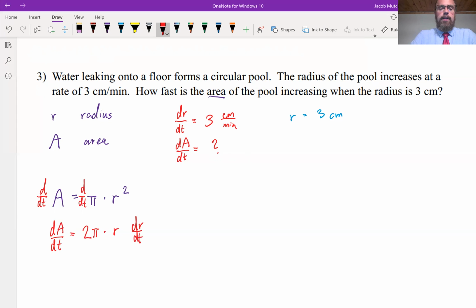Once I've got that equation differentiated, I want to make my substitution. I see again that the rate that I'm trying to solve for is dA/dt, and this equation is solved for that rate. So I just need to substitute in for my variables on the right side. I've got 2 pi, that I'm just going to leave as is, times the radius. We're interested specifically in the radius at 3 centimeters. And that's times the dr/dt value, which also is 3, but with the units centimeters per minute.